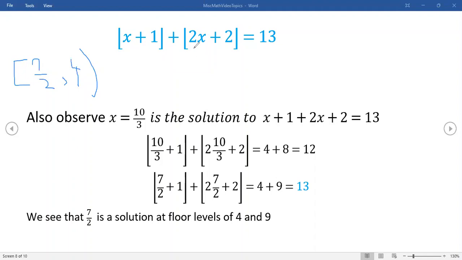We've already seen that 7/2 works, right? But what happens if you put 4 in here? Now this says you can't put 4 in, right? So let's see what happens if you did put in 4. If you put 4 here, you get the floor of 5, which is 4 plus 1 is 5, which is 5. Okay.